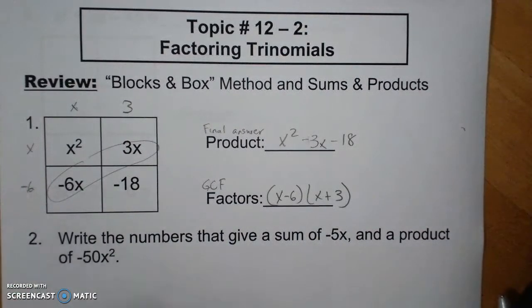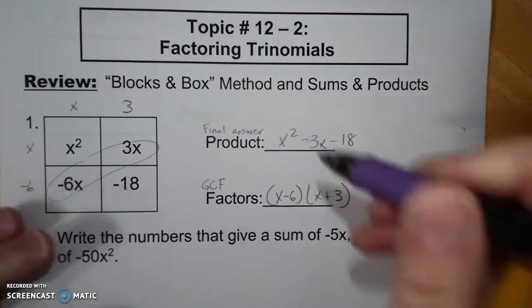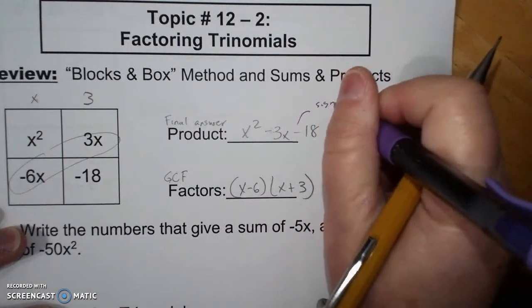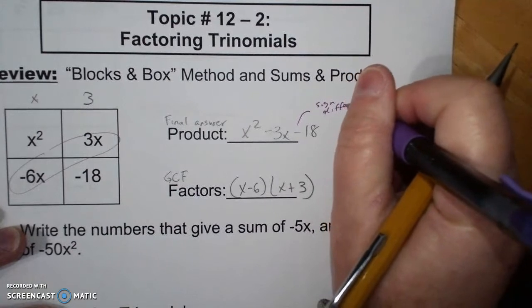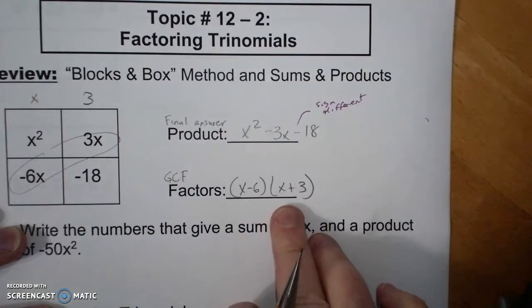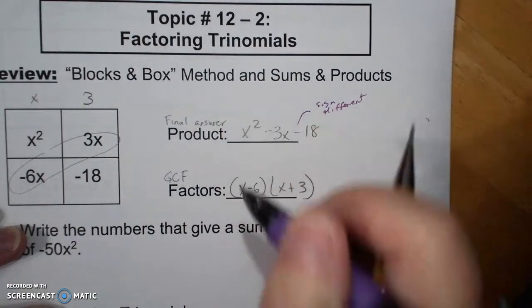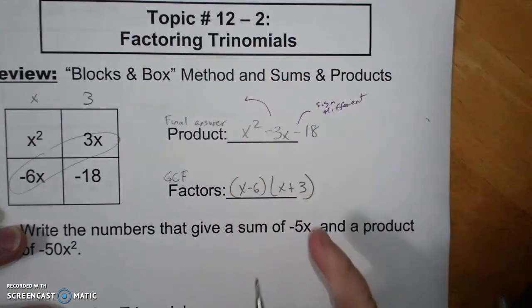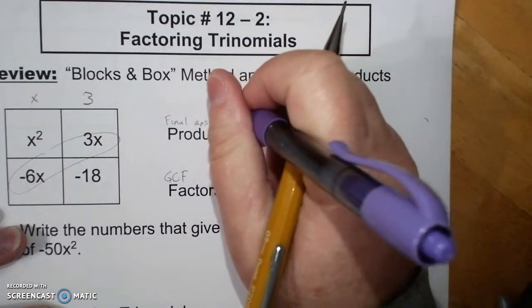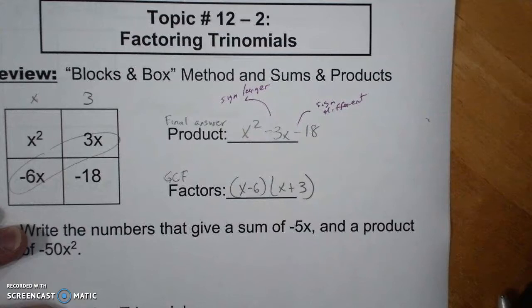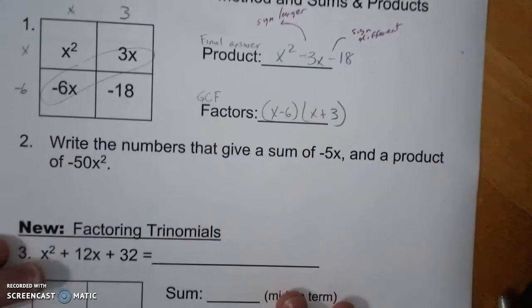Now, when I learned how to do this, it would be signs are different. And there's a positive and there's a negative, so they are. And the larger looking value, 6 or 3, is negative, sign of larger. And that's something you can check as you go on.